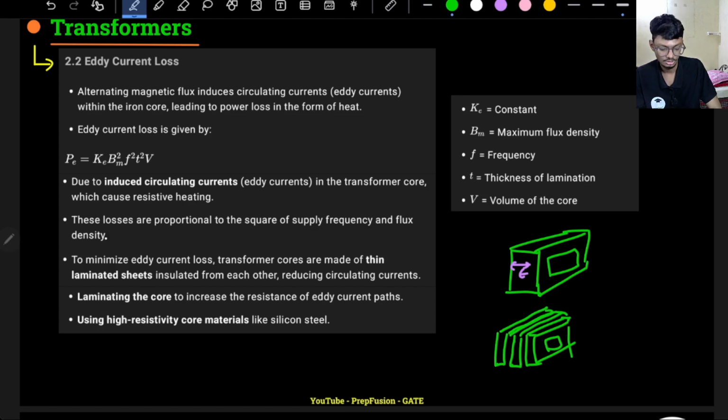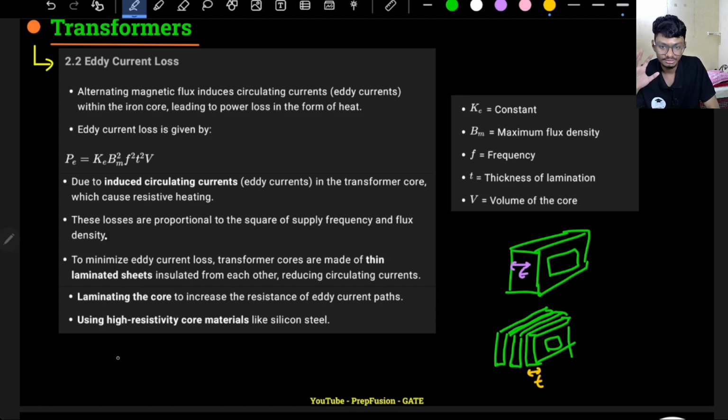Small laminations, due to which the effective thickness is reducing, and so the eddy current loss reduces, because the core resistance is increased somewhat. Okay, so basically what are the key points? The key point is that my eddy current loss depends on the thickness.